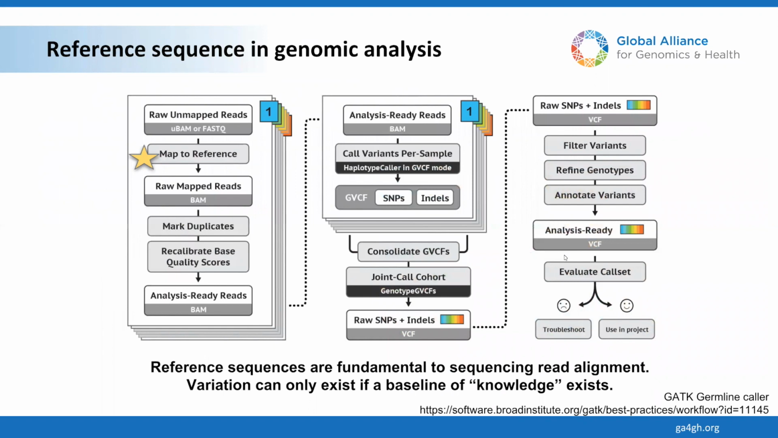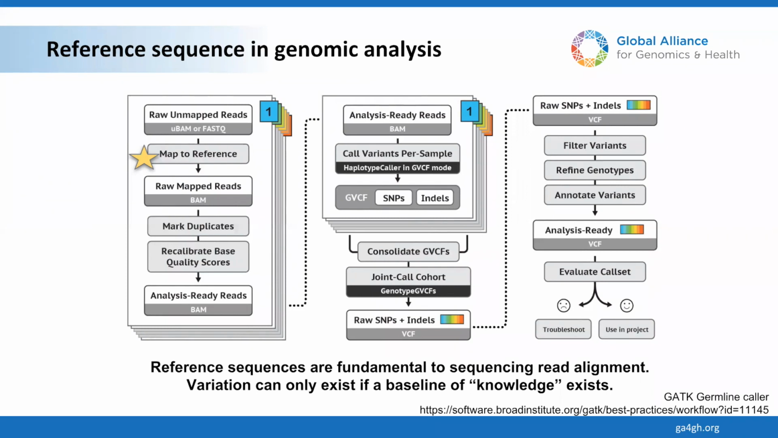So to concentrate a little bit on reference sequence in genomic analysis, this is a download of a GA4GH germline caller from the GA4GH website. This forms a best practice. And I just wanted to highlight one area up here in the raw unmapped reads area under position 1. The second step of this pipeline is map to reference. So you can see the usage of the word reference appearing, but really reference sequences are so fundamental to this process that without it, the rest of this germline caller would not exist.